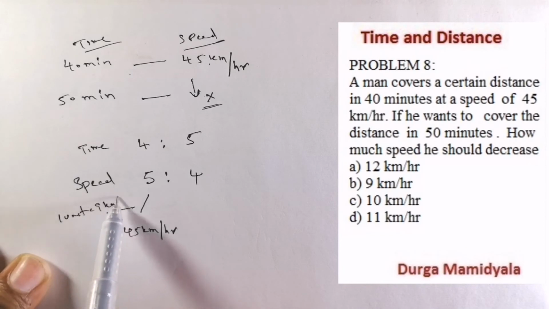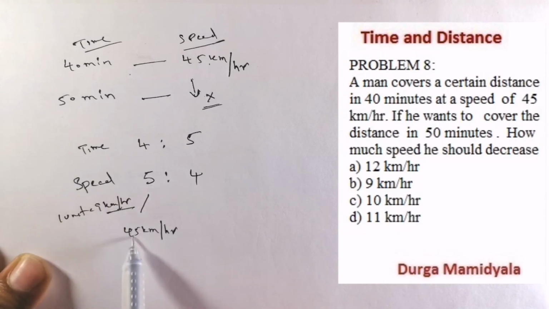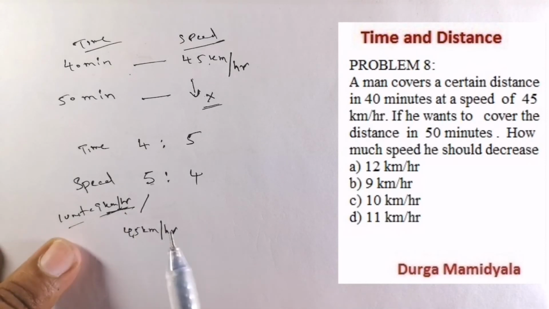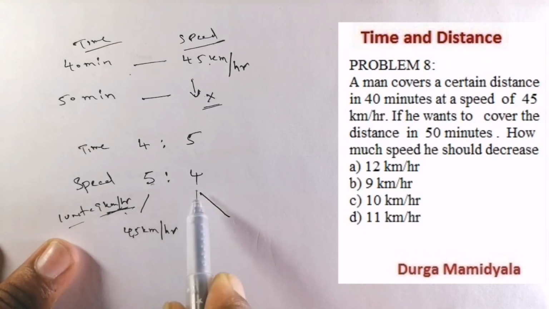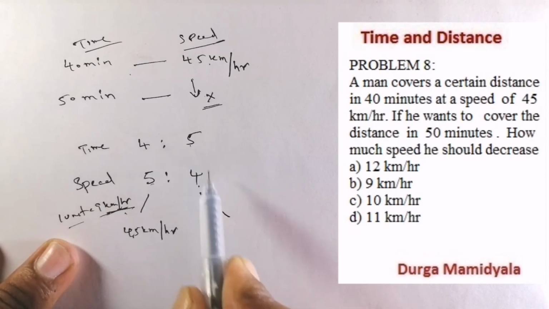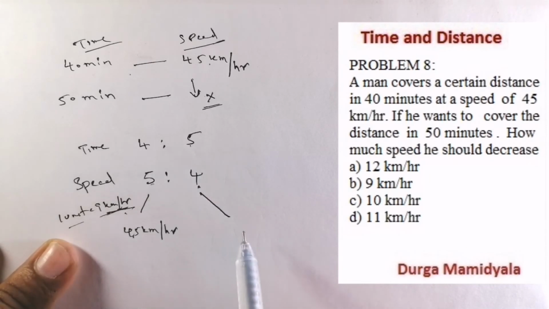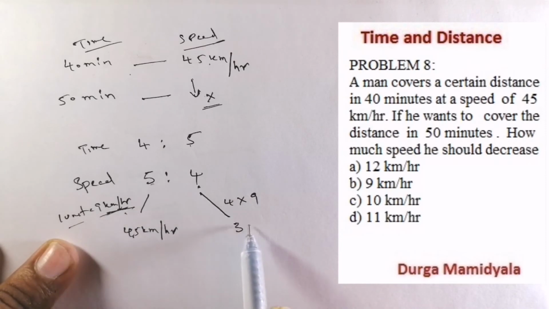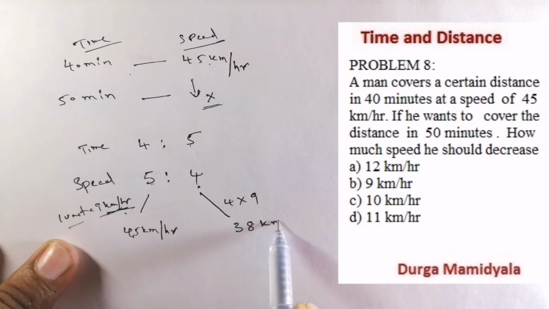So 5 nines are 45, right? So 1 unit is equal to 9 km per hour. Now for 50 minutes you should move with the speed of 4 units. So what is the speed here? That is 4 into 9. So what is 4 into 9? It is 36 km per hour, correct?